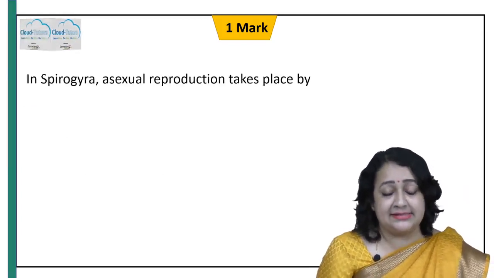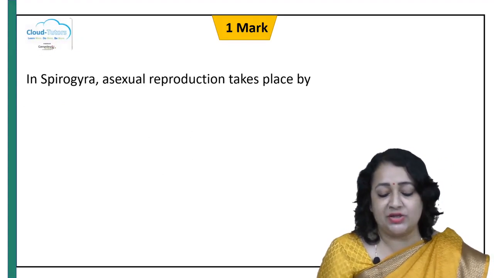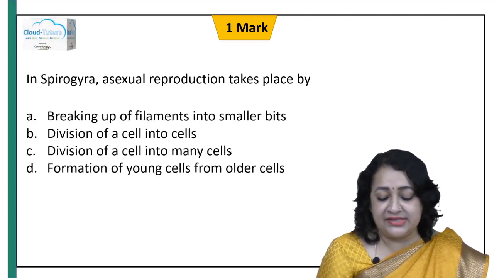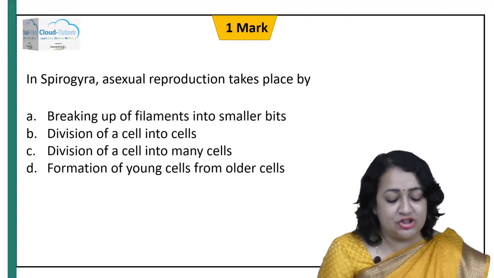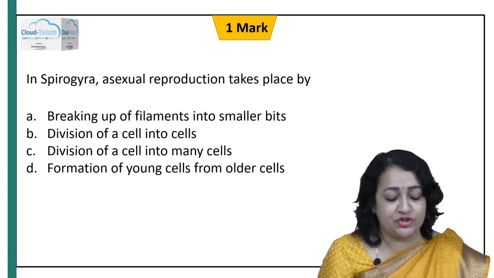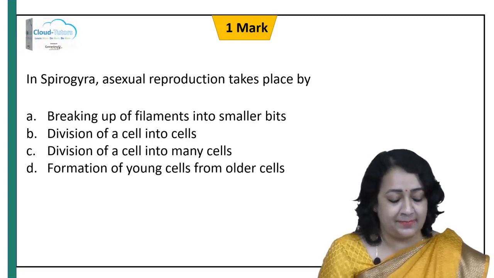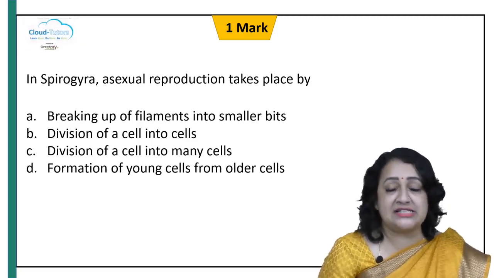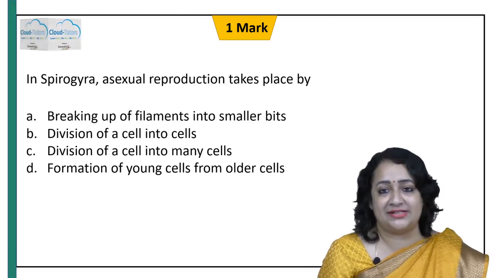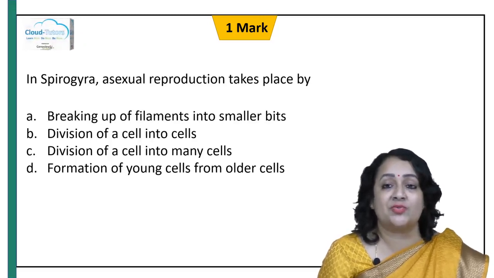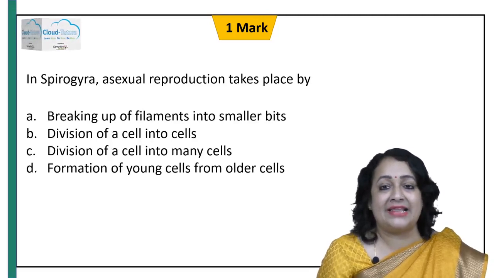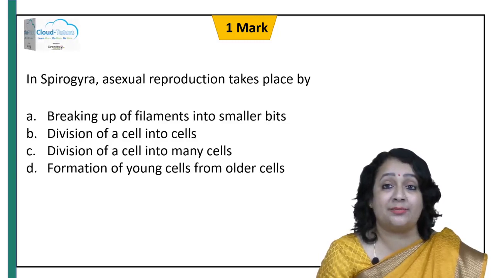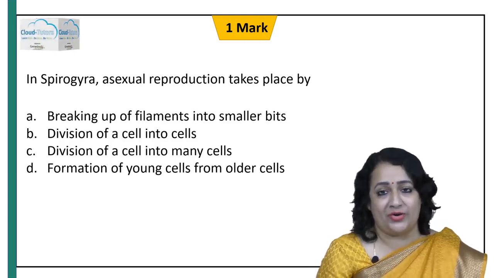So the next answer: in Spirogyra, asexual reproduction takes place by breaking up of filaments into smaller bits, division of a cell into cells, division of a cell into many cells, or formation of young cells from older cells. Here, the first option talks about breaking up of the filaments. If you remember, the structure of Spirogyra is filamentous, and those filaments are going to break into different filaments, and each of these broken filaments is going to develop into a new organism.